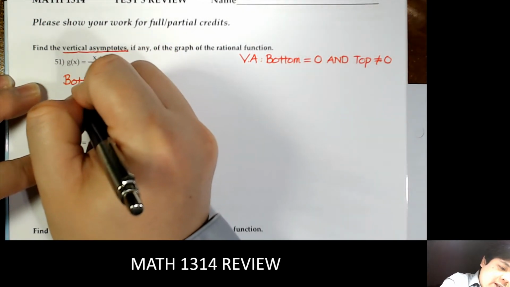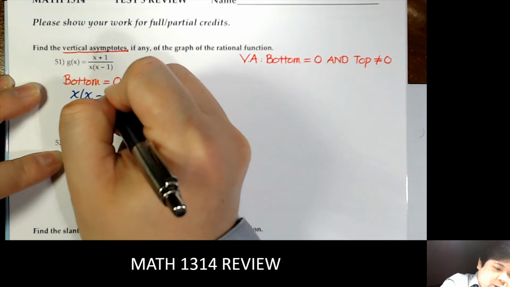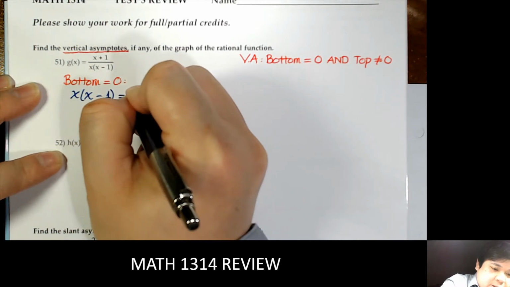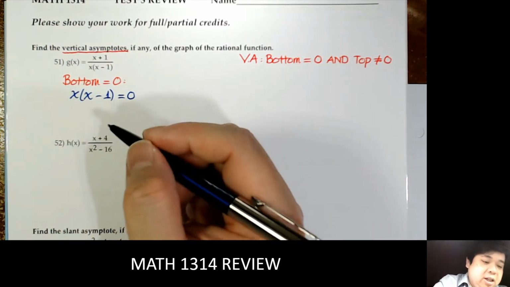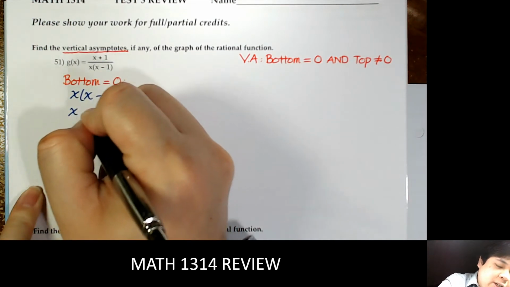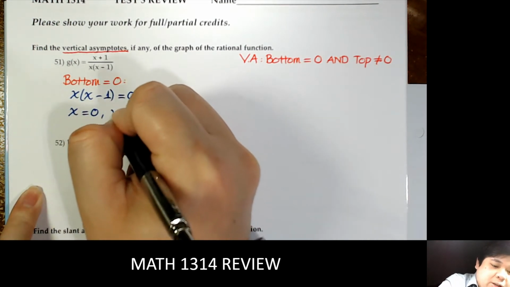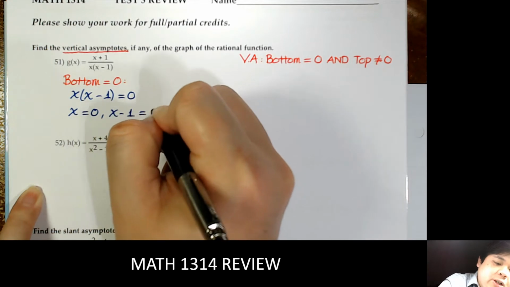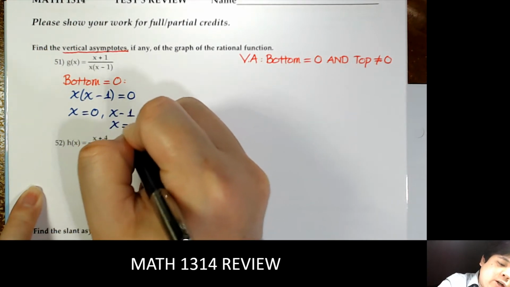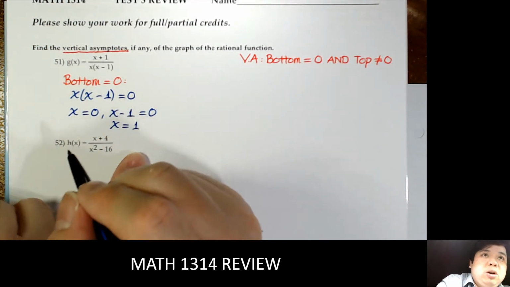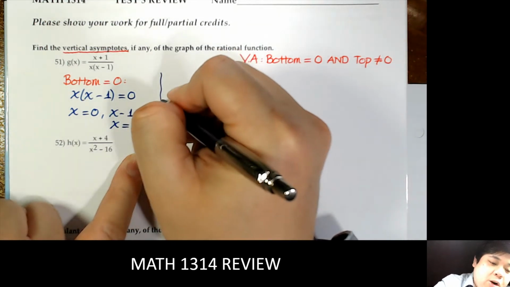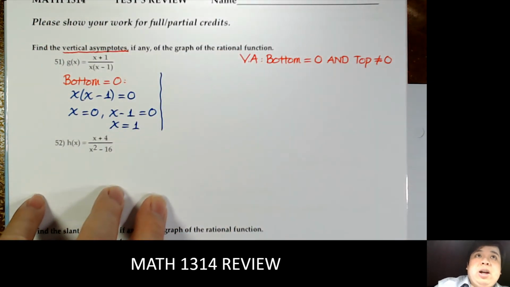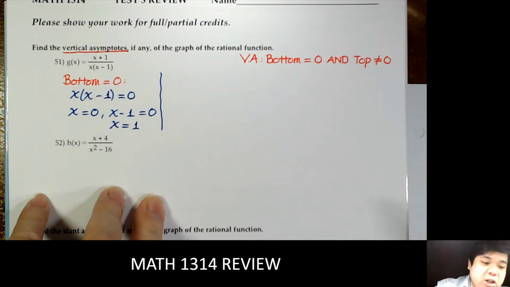So we just have x and x minus 1 equal to 0. And we solve for x, so pretty much x equals 0 or x minus 1 equals 0. So we have x equals 1. So we have x equals 0 and x equals 1. So that's the first part of the problem. Next, we need to make sure that the top is not equal to 0.